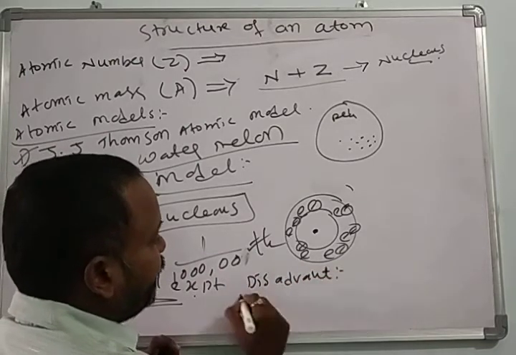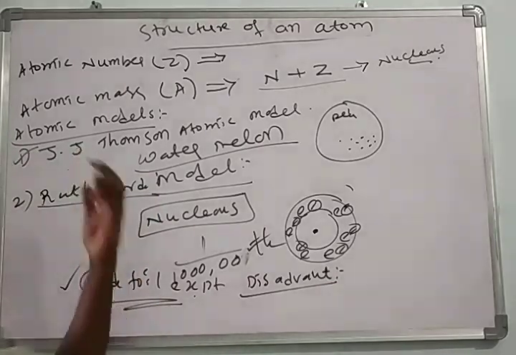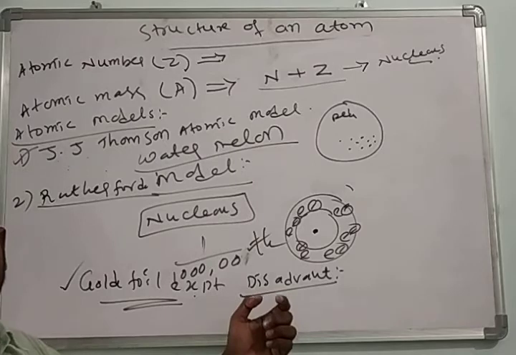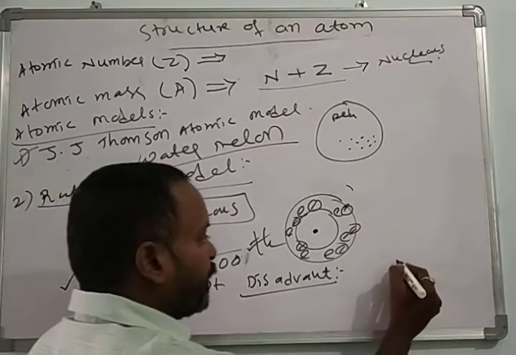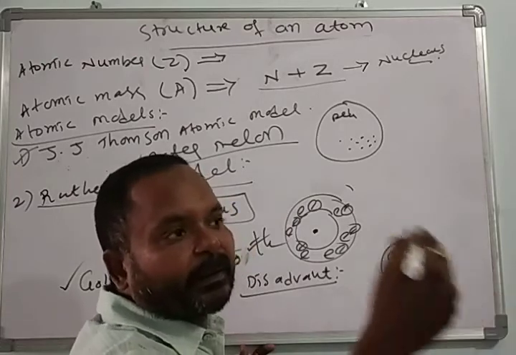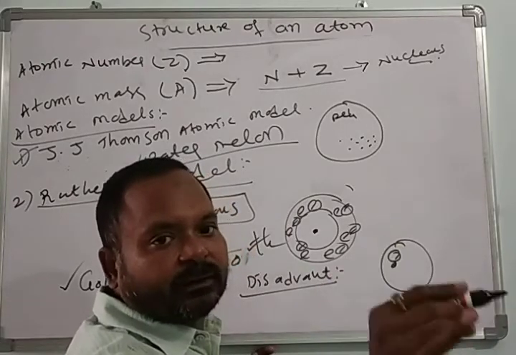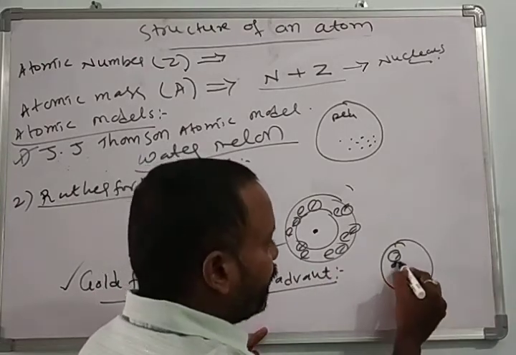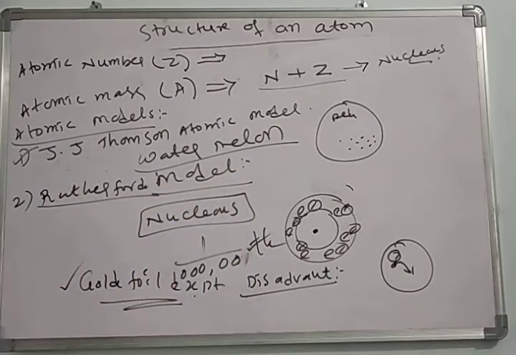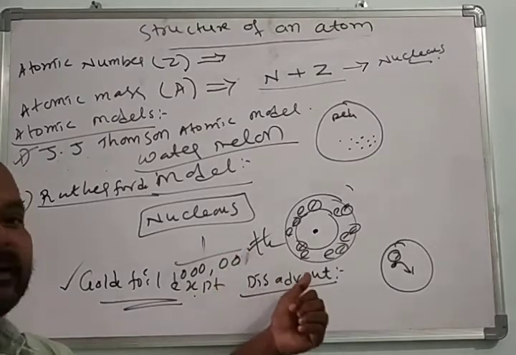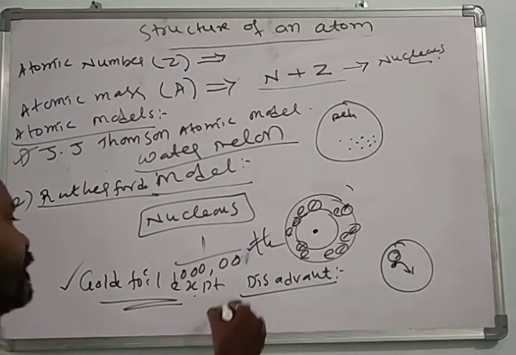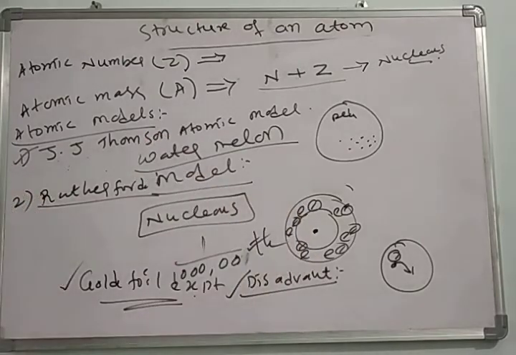Demerits present in this Rutherford model. According to the electrostatic theory, an electron revolving around the nucleus, like any charged particle revolving around the nucleus, should fall down into the center of the nucleus. But that does not appear here. So this is one of the disadvantages of the Rutherford model.